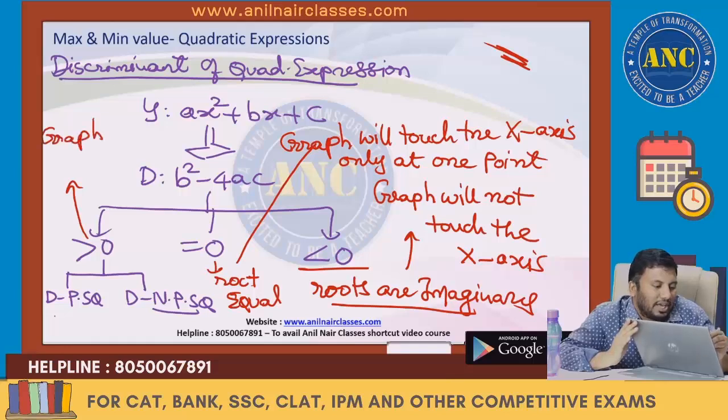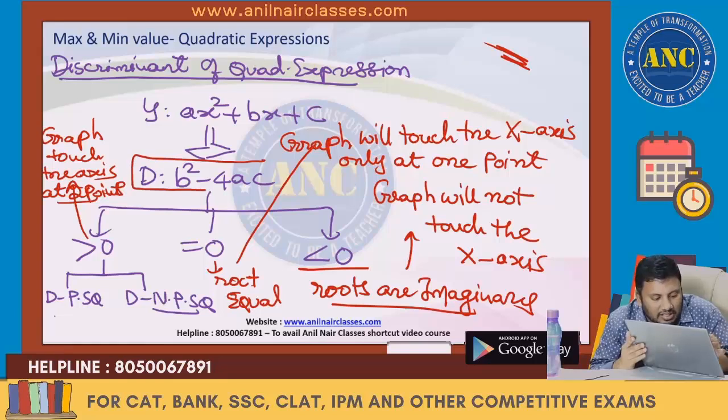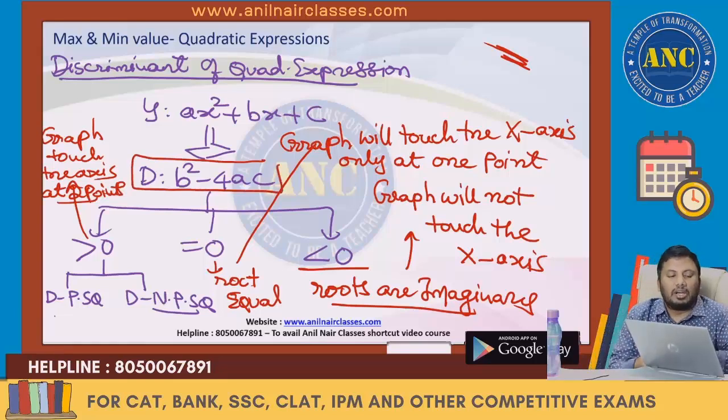the graph will touch the axis at 2 points. Please make a note of it, then I will discuss in detail. Discriminant tells the nature of the roots.